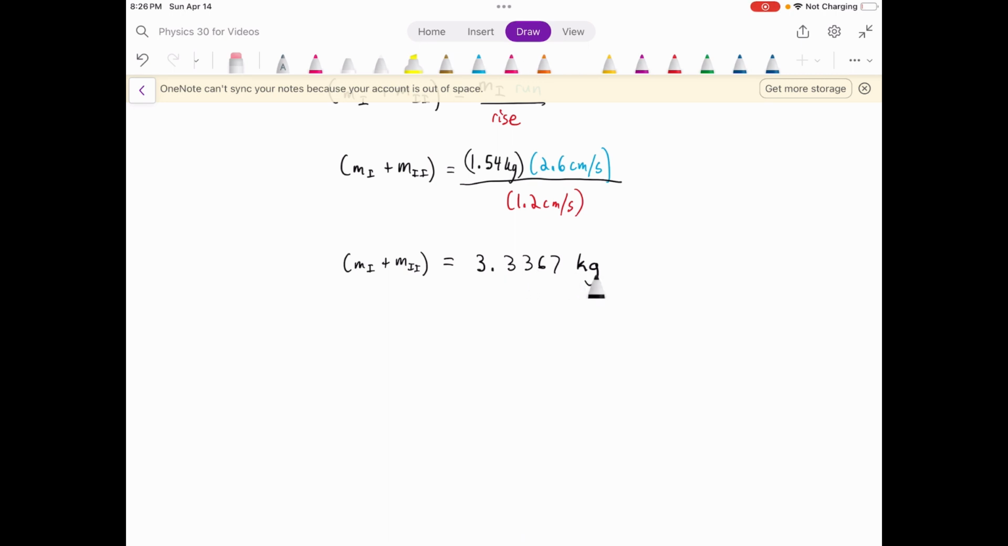3.3367 kilograms, okay? Good sign here too that we had centimeters per second divided by centimeters per second, so those just end up canceling out. If you're saying, why didn't we convert those to meters per second? You're right, we totally could have. However, looking here, we could kind of see that they were actually going to cancel out. We would have got the same result if we had converted them both to meters per second, so we were safe in this case, okay?